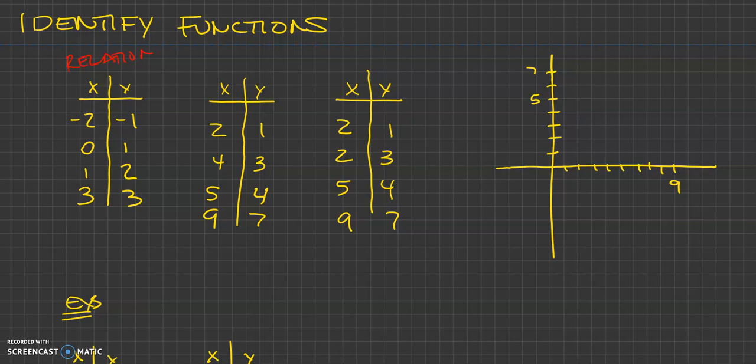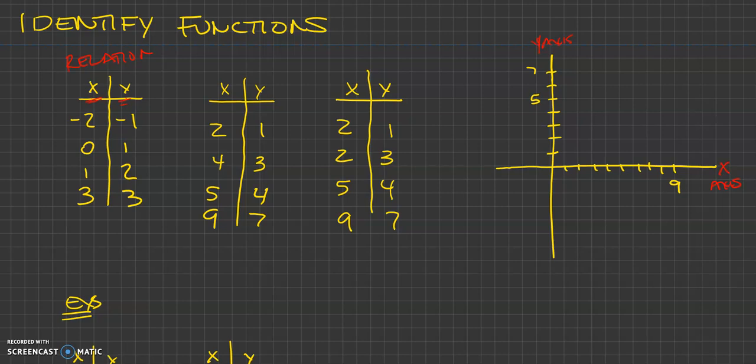Now, when you see this X and this Y on this T-chart, I want you to come over here to the graph and think of my X-axis and my Y-axis, because that is exactly what they represent. This X represents a point on the X line. The Y represents a point on the Y-axis.